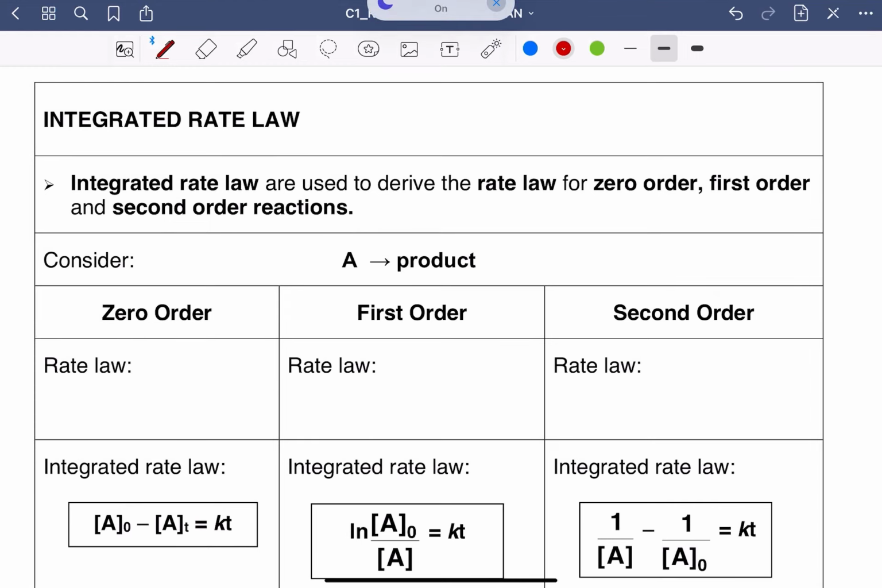Hi everyone. Now in this video, I'm going to explain about another new topic which is called Integrated Rate Law. Before we go further, as you can see in the topic itself, it has Integrated Rate Law. So Integrated Rate Law is actually a formula that we get from integrating the rate law that we draw.